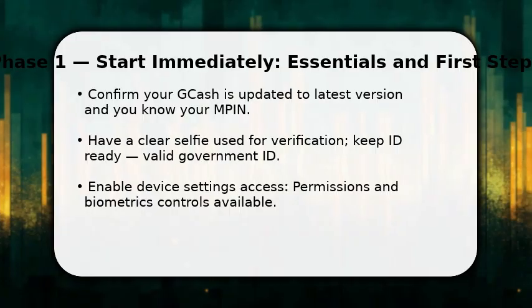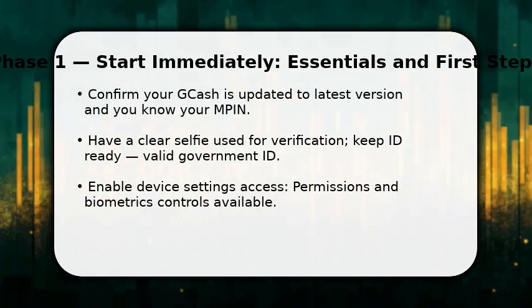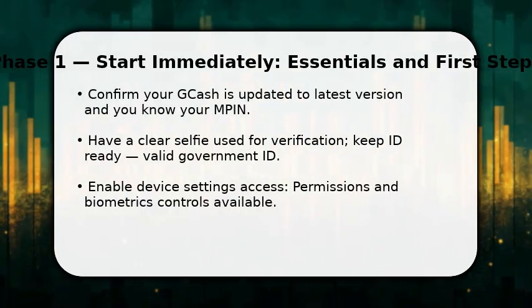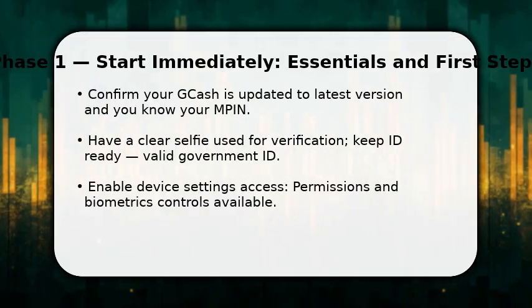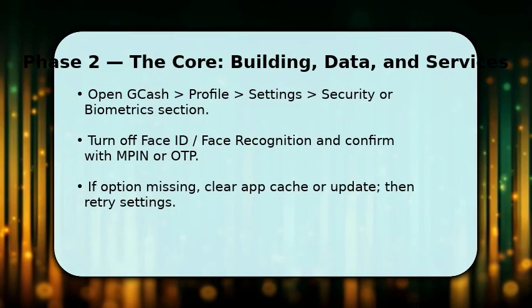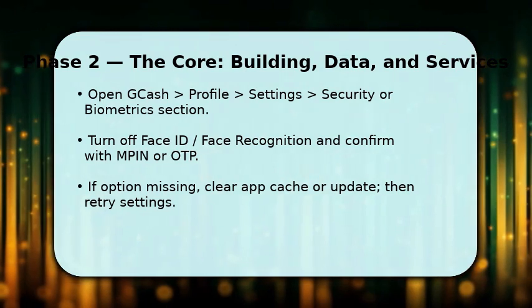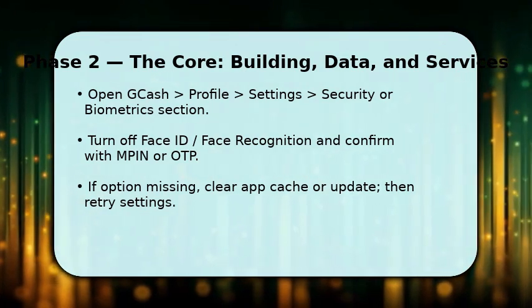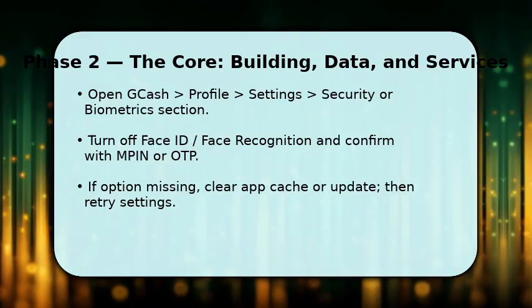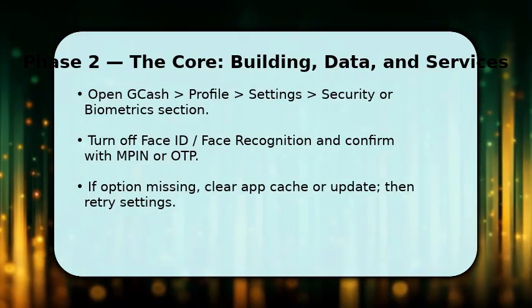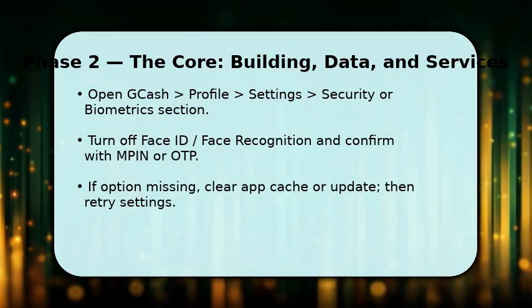Do this first to stop automatic face checks, because removing the app setting alone sometimes leaves device biometrics active. You now go straight into the Gcash app. Tap Profile, then Settings, then Security or Biometrics. Once there, toggle off Face ID or face recognition and authenticate with your MPIN or the one-time OTP the app sends. This confirms your intent.